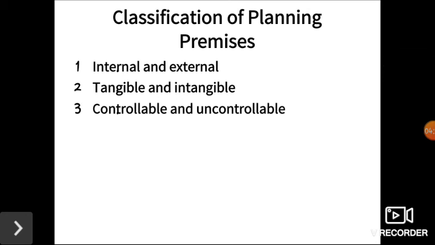Then the classifications of planning premises. We have three classifications. Internal and external. The second one is tangible and intangible. Then the third one is controllable and uncontrollable. So the first one is internal and external premises.